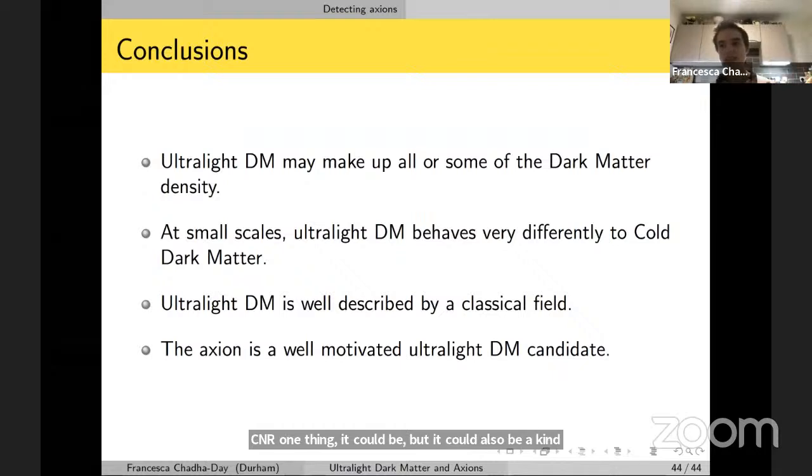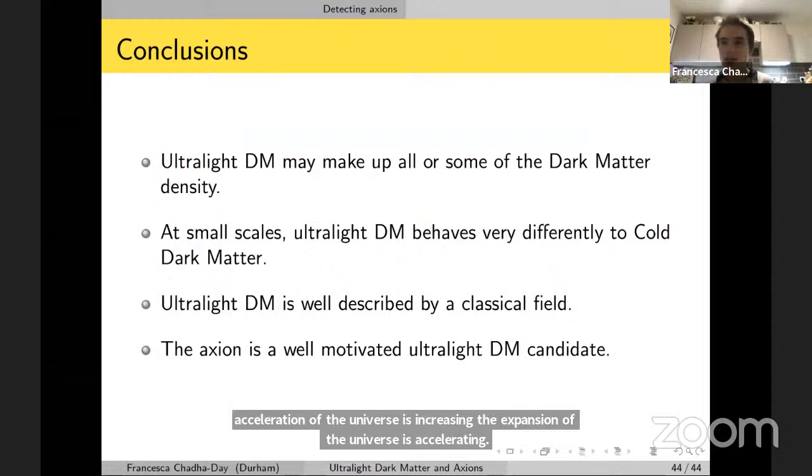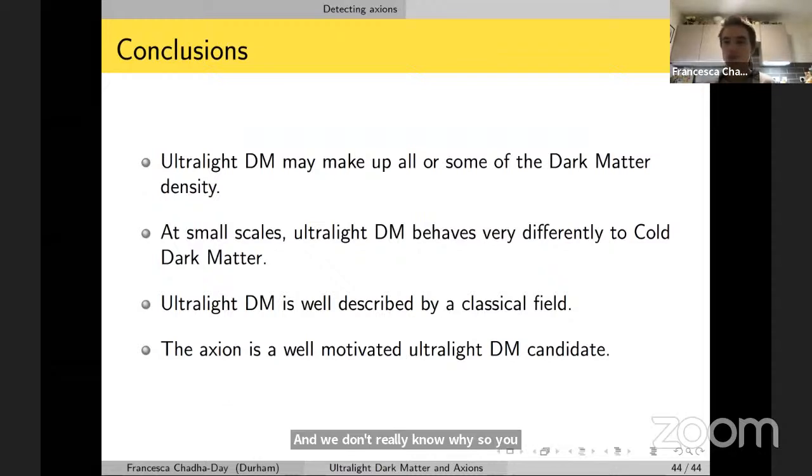Dark energy is even weirder. Dark energy makes up 70% of the energy of the universe. And it's really a description of the fact that the acceleration of the universe is increasing. The expansion of the universe is accelerating. And we don't really know why. So you can just write it in with a cosmological constant. You can just make it happen, but that to a lot of people is an unsatisfactory answer. A lot of people think there's maybe some extra field or other effect that's causing the expansion of the universe to accelerate. And that's what we call dark energy. Hopefully that was somewhat intelligible.